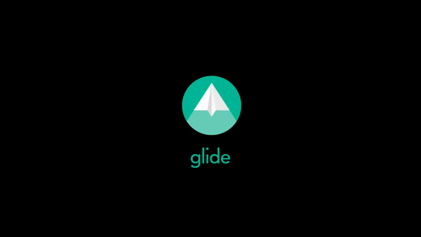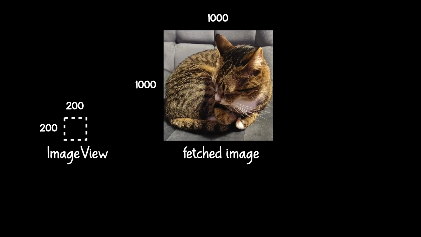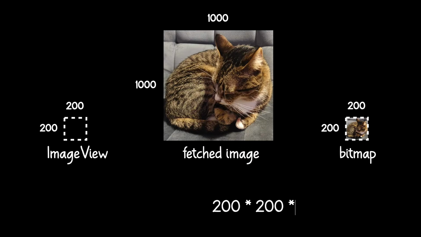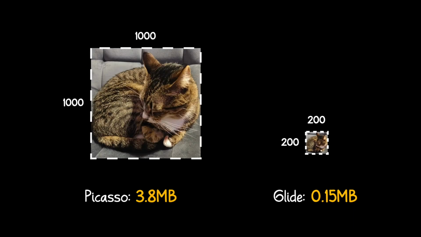Glide, on the other hand, has a completely different approach. If you are using Glide and load a 1000 pixel image into a 200 pixel view, the bitmap size will be only 200 times 200 times 4 bytes, so only about 0.15 megabytes. Of course, you still shouldn't load such a big image into such a small view, because download time will be very, very long, but if you absolutely have to do it, in Glide at least you get a better memory footprint, since the bitmap will take much less space than if you were using Picasso.